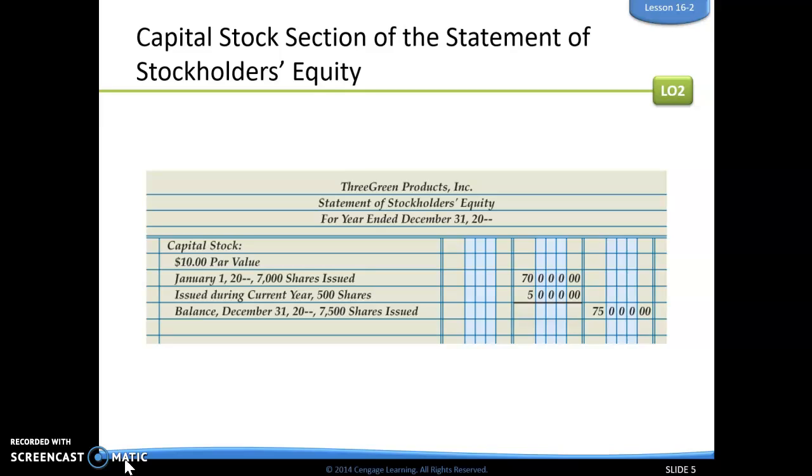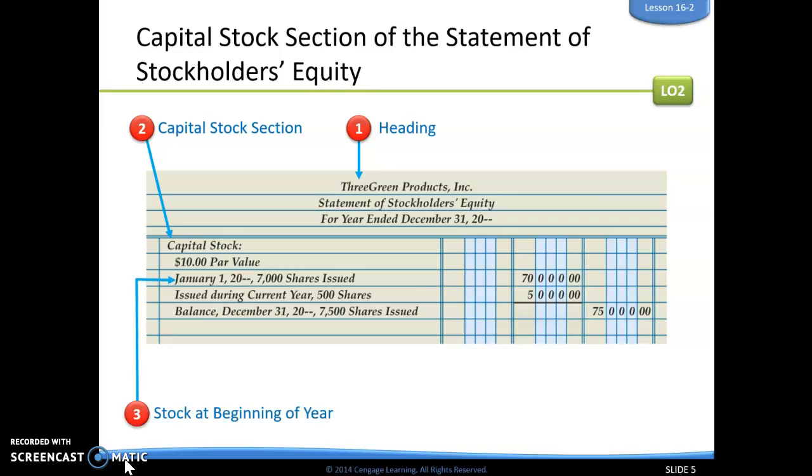Here is our first part of our statement of stockholders' equity. Just remember that we always start with our heading on any type of statement. And so our heading is going to answer those three questions: who, what, and when. Notice on the when here, this is for year ended. We are going to show what is happening throughout the year on that statement of stockholders' equity. Now, our first section on our statement is our capital stock section. So first we're going to label it as capital stock, and then notice we have our par value listed.